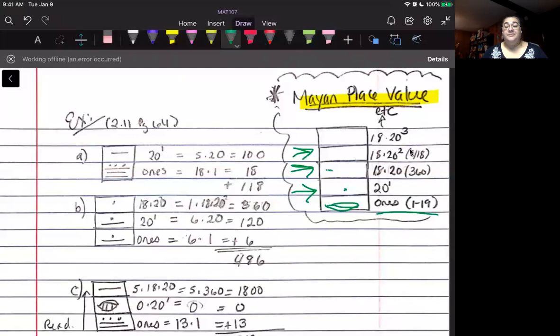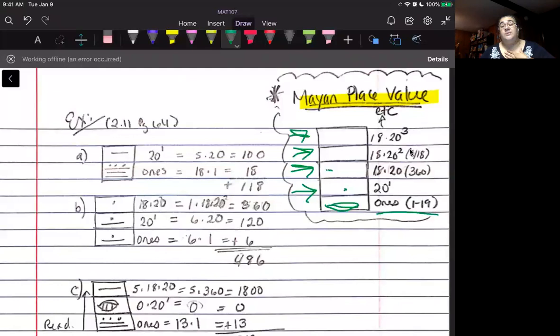It would be 18 times whatever you put in it. And in this top square here, they had 18 times 20 cubed, and so on and so on, building up. Now, I just went this far because the numbers that we're going to deal with for the purposes of this lesson are never going to go beyond this, okay?